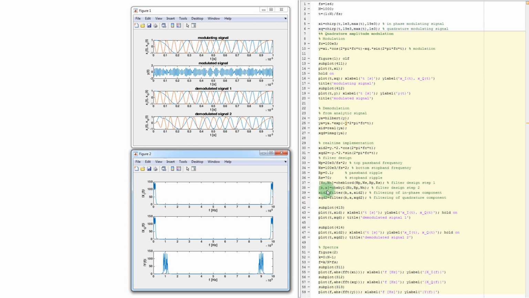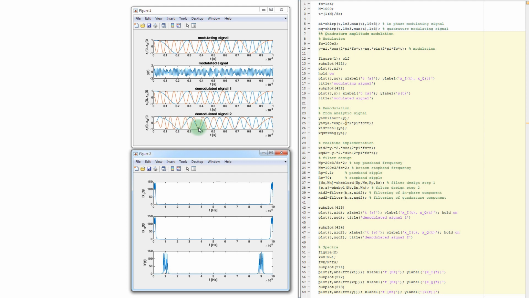Once you have your coefficients, you can just apply the filter with these coefficients to your signals, that is, to these signals. The results are the demodulated in-phase component and the demodulated quadrature component. In this code, I plot the demodulated signals. This part plots the demodulated signal obtained from the analytic signal, that is what you can see here and I have already commented on. This part plots these demodulated signals, which you can see here.